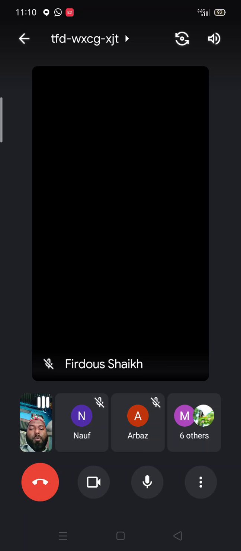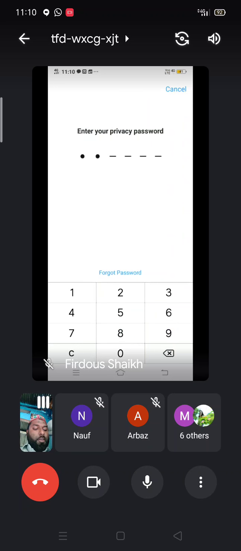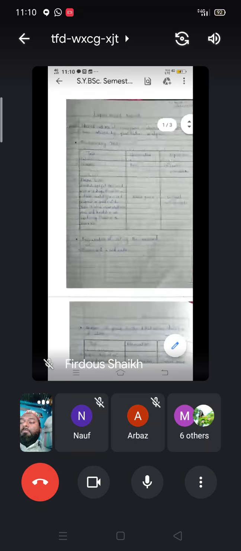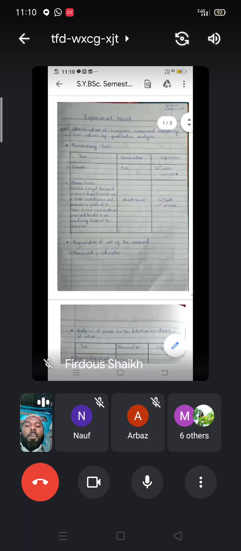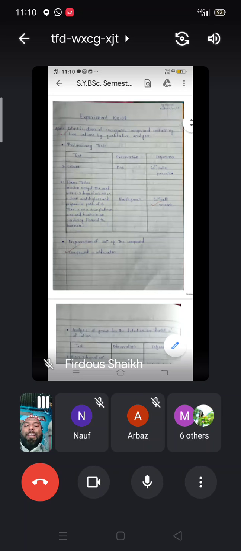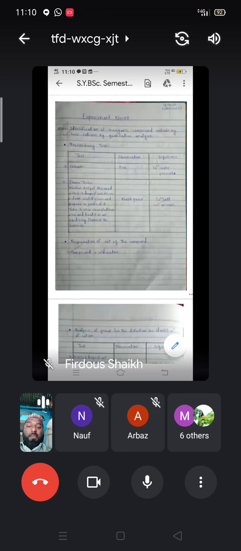Today we are going to see practical number 8. That is the same as the earlier practical number 6 that we already saw. Screen is visible. We have to see the identification of an inorganic compound containing two cations by qualitative analysis.